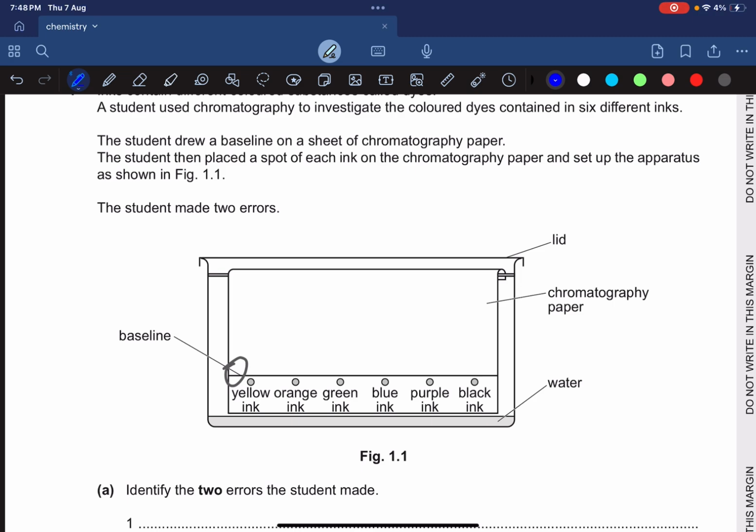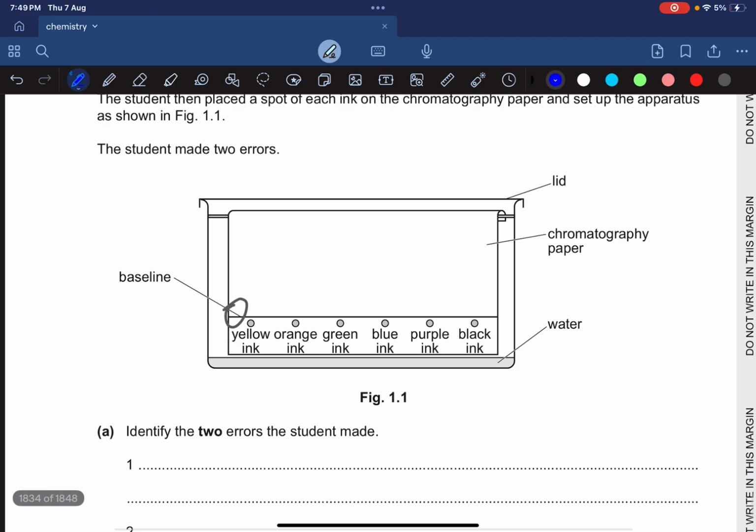So अगर आपको एक दफ़ा ATP के पेपर की प्रैक्टिस करने की आदत हो जाए ना, अगर आपको पता चल जाए कि कौन सा क्वेश्चन कहाँ पे है, how the questions come in order, it's going to be very easy for you. So, identify two errors the student made.